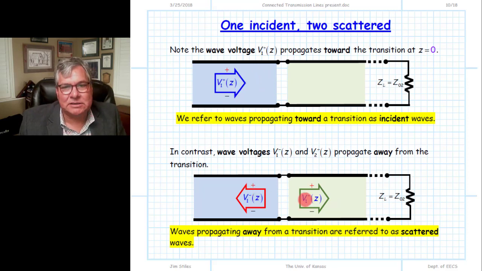And this is very reminiscent of what we had for a terminated transmission line, where we wrote the reflected wave in terms of the incident wave. Now we have two scattered waves that are a result of this incident wave. This is the source, the independent value. These are the dependent values, the dependent structures, mathematical descriptions that occur from this incident wave.